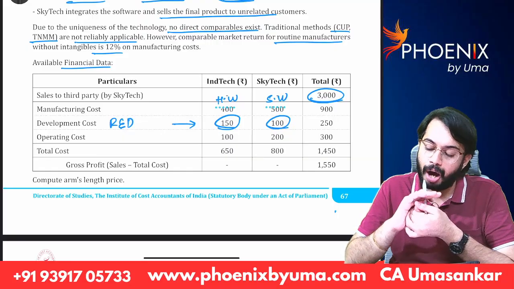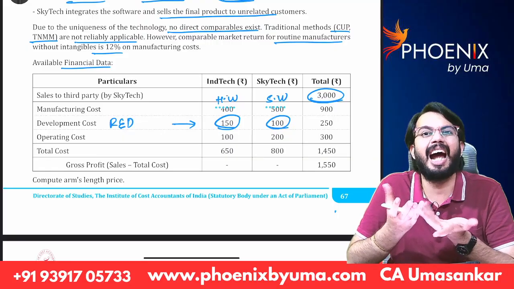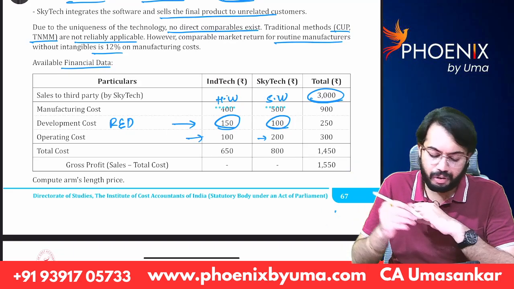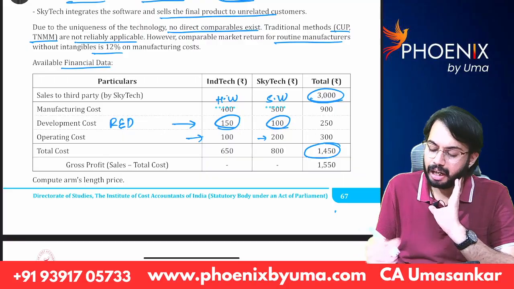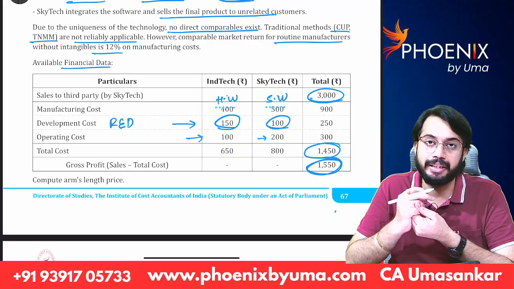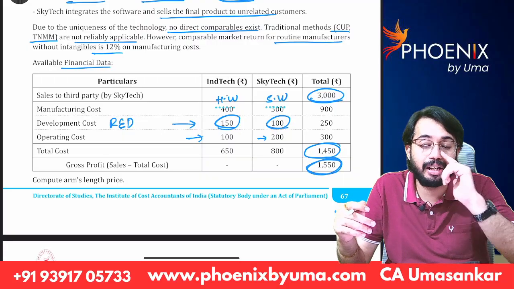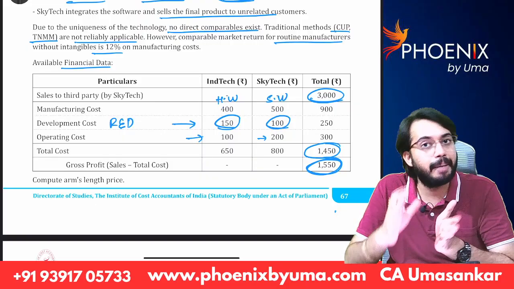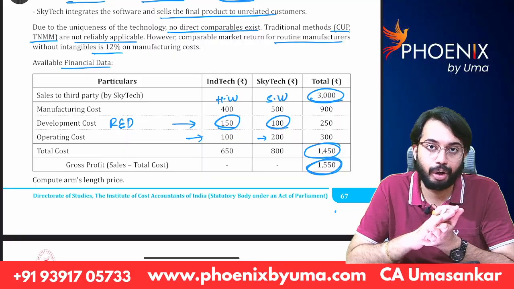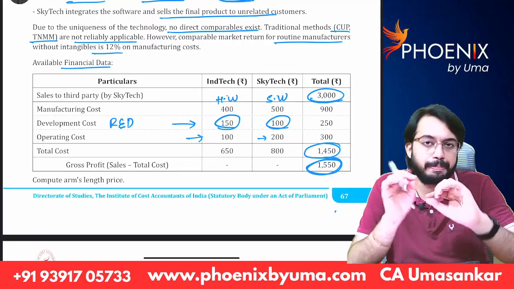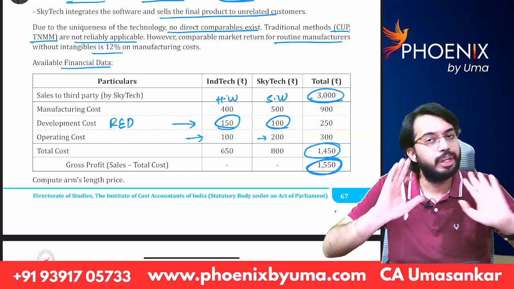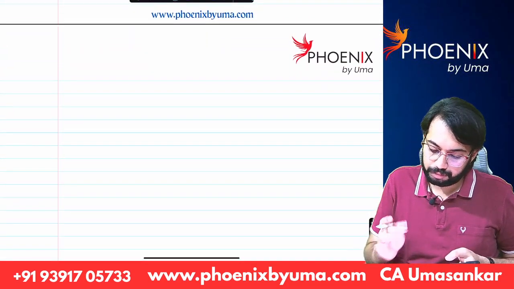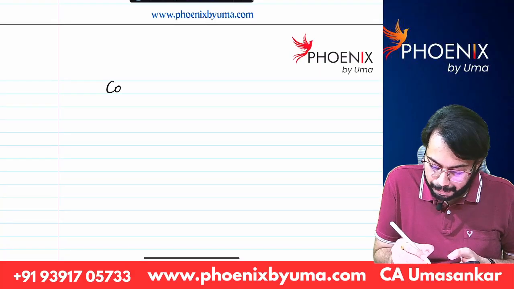Next, operating cost means nothing but admin expense. Admin expenses are 100 and 200. So the overall total cost is 1450. Combined profit is 1550 rupees. Now we will take the combined profit and apportion it based on contribution. But here there is one small explanation. Listen for the next 2-3 minutes, you will understand. Now tell me, how much is the combined profit?